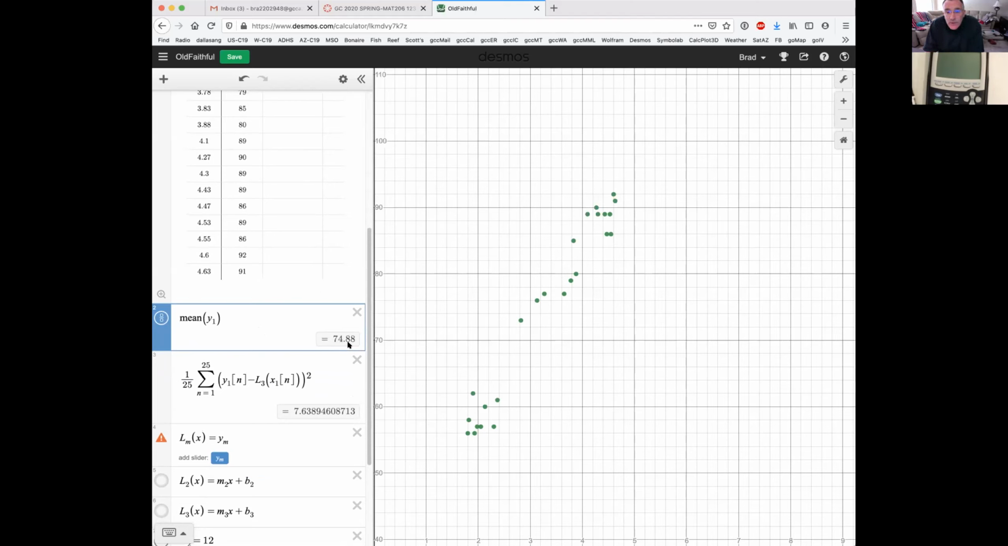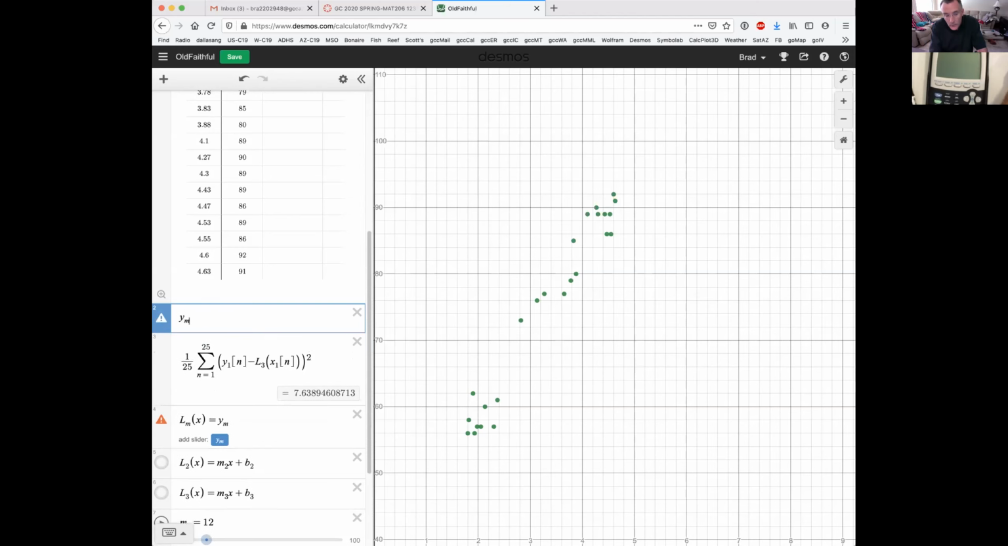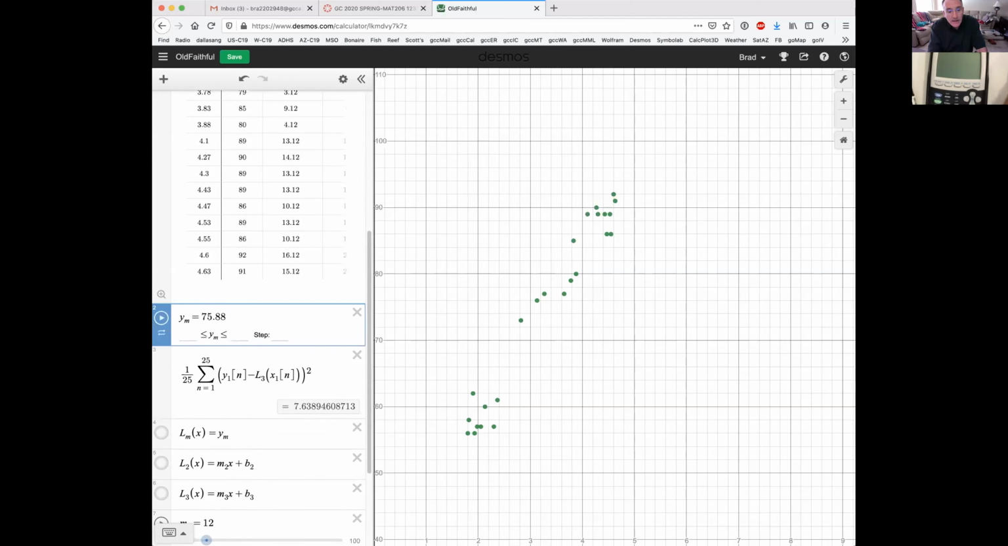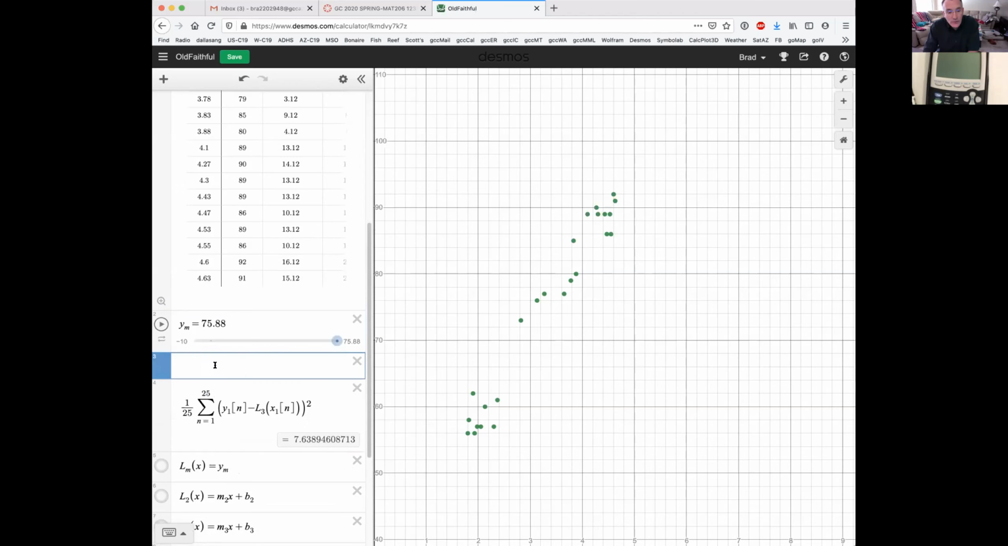And of course, in Desmos, you can calculate all the other regular 1 variable and 2 variable statistics. So you can find the mean, the median, the mode, all that other good stuff as well. So what I'd like to do is graph a line that's equal to the average. First of all, I want to save this number so I can use it. So I'm going to say Y sub m, the mean, was 75.88. And that way I can use this in other calculations.